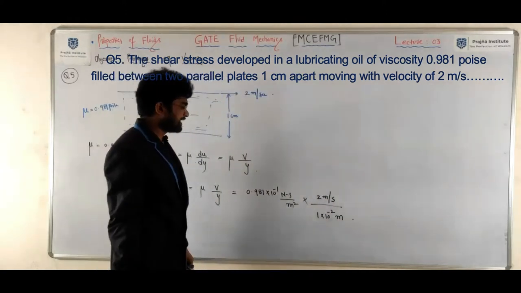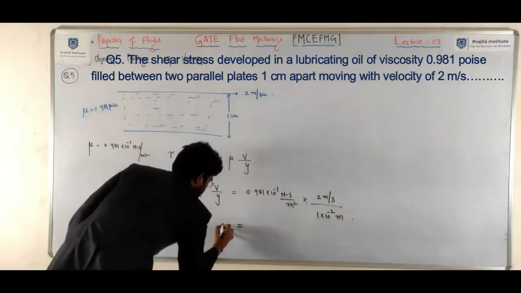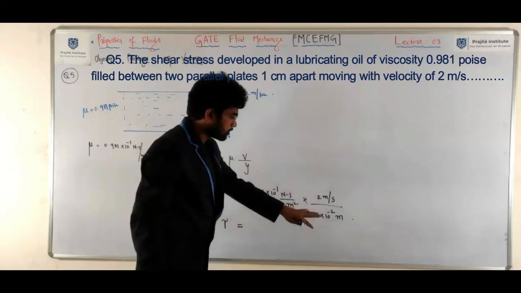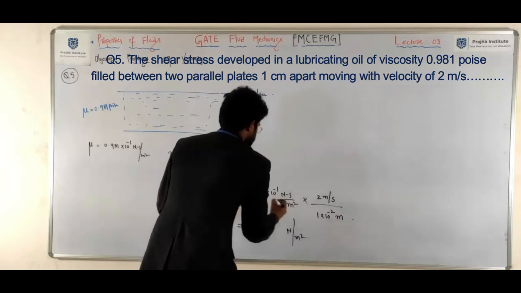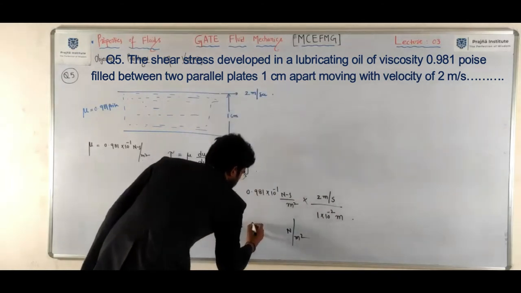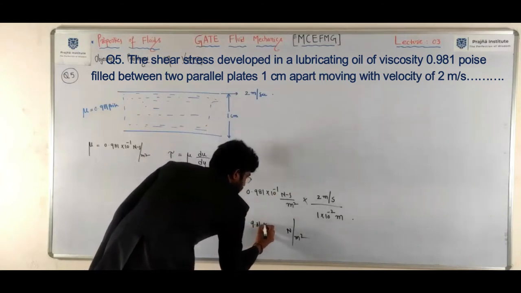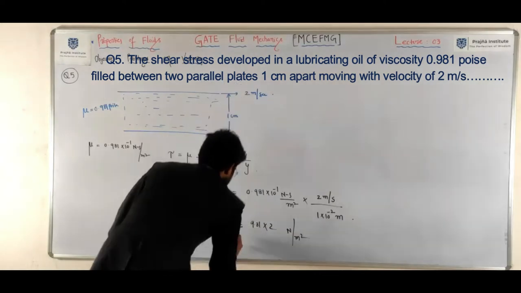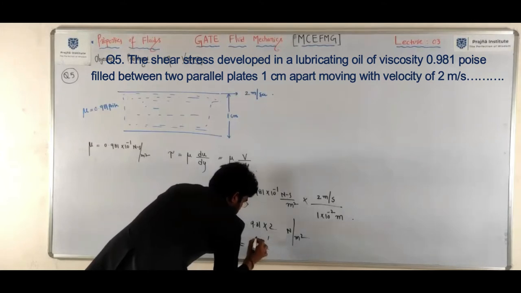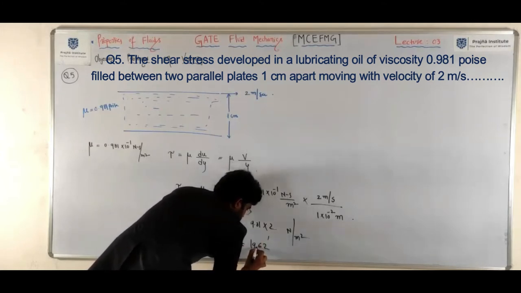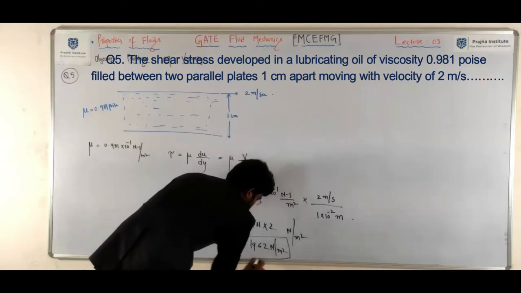Finally, how much will you get? Cancel all the units, and finally you will get newton per meter square. It is 9.81 into 2, so tau equals 19.62 newton per meter square. This is the shear stress.